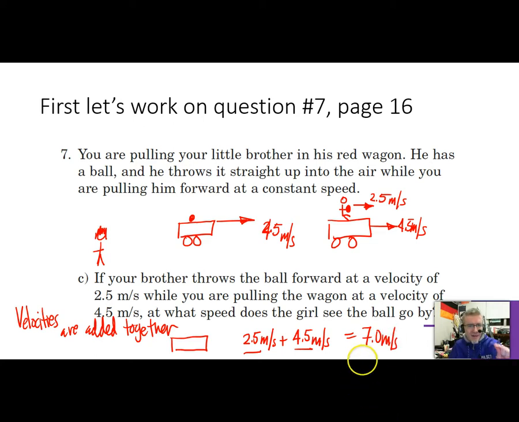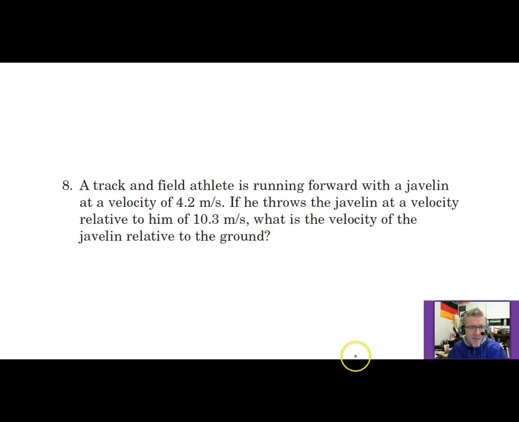I think they're going to do an experiment on this. Let's see if it's the next video up here. No, this is a track and field athlete. Yeah, I think that video is coming up in just a second.